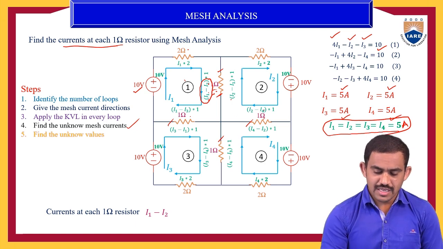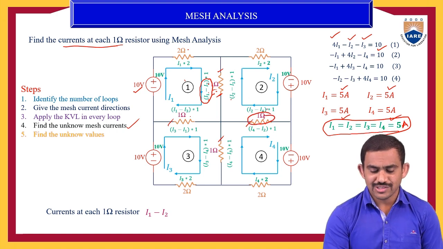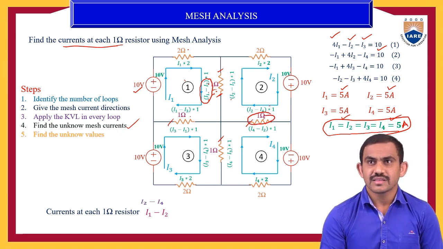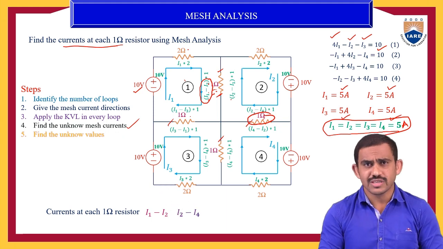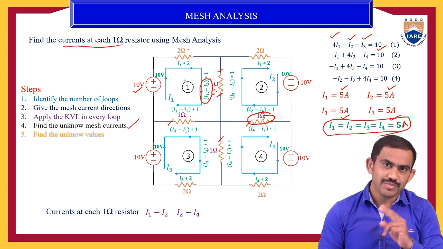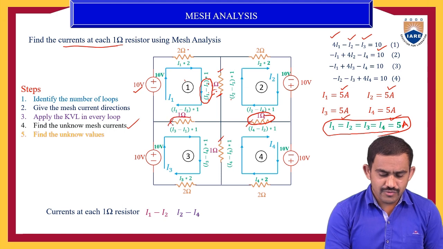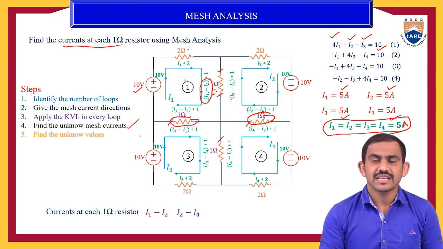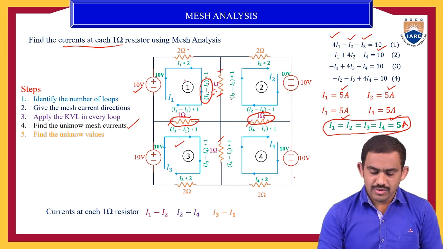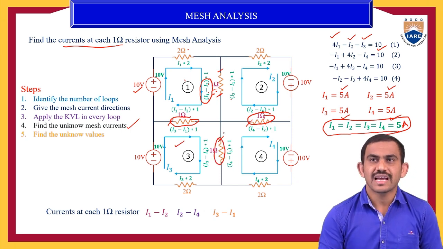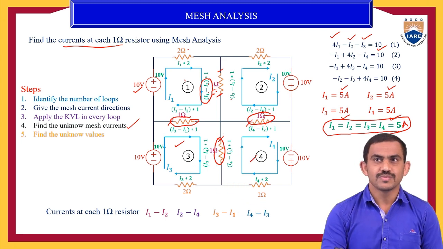Then if I require this 1 ohm resistor current, that means I2 minus I4. This 1 ohm resistor current is I2 minus I4. You can write I4 minus I2 also, no worries, but direction is reverse. If you get minus value or plus value, no worries about that. Now I require this 1 ohm current. This 1 ohm current is I3 minus I1, so I am following loop 3 values. Now this 1 ohm current I require, that is I4 minus I3. You can write I3 minus I4 also, no problem. I am using the I4 loop.